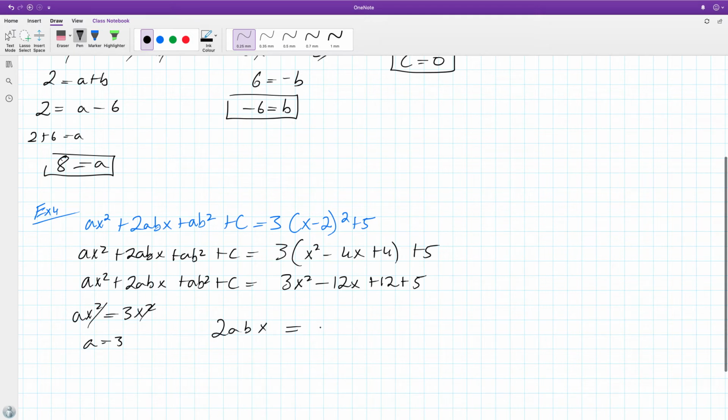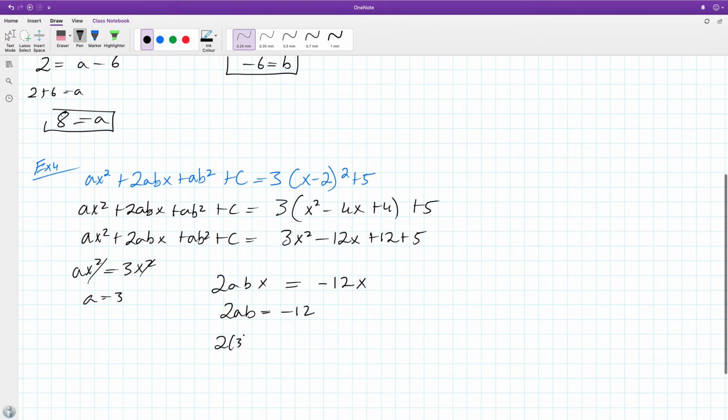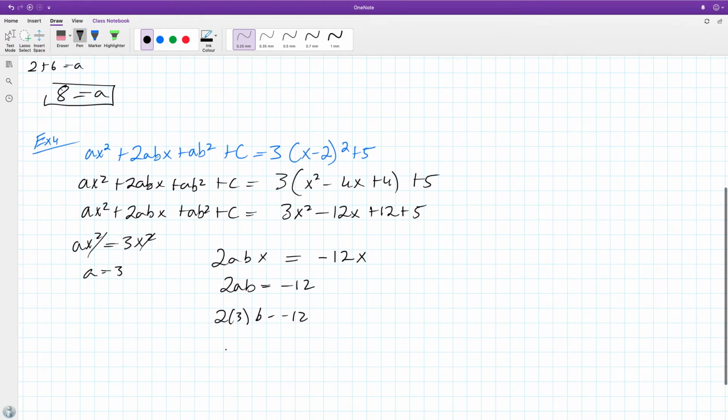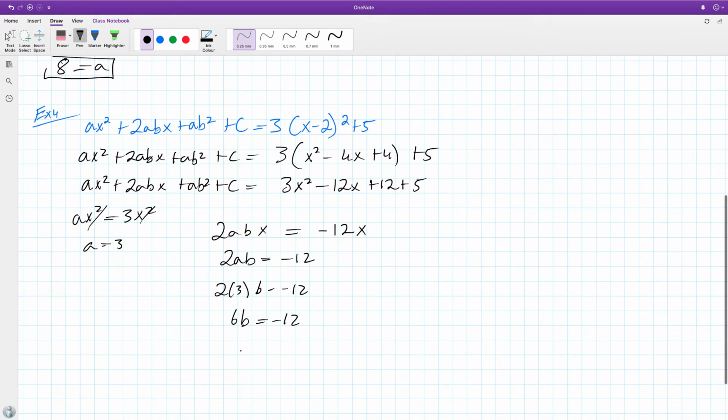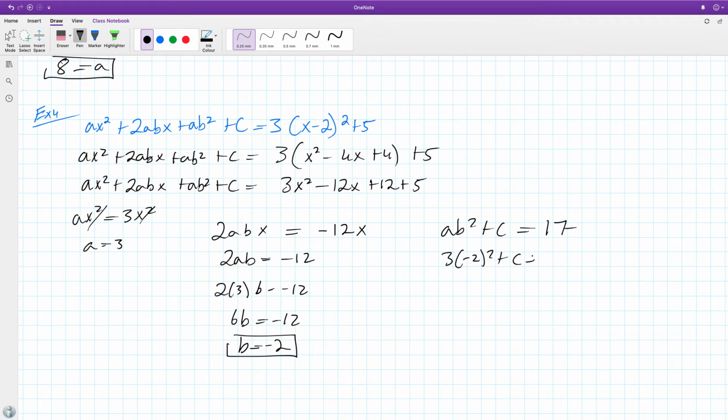2abx is equal to minus 12x. 2ab is equal to minus 12. 2 times 3 times b is equal to minus 12. 6b equals minus 12. b equals minus 2. And then ab squared plus c is equal to 17. That is 3 times minus 2, all squared, plus c equals 17. Minus 2 squared is 4. 3 times 4 is 12, plus c is equal to 17. c is equal to 5.